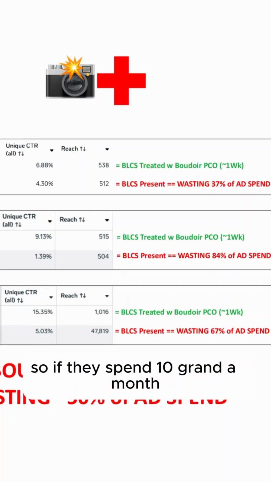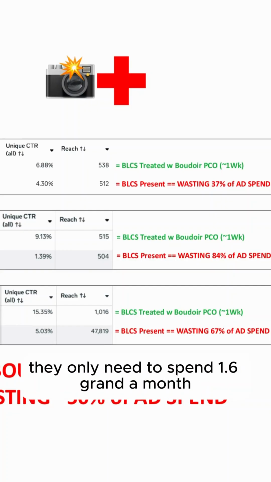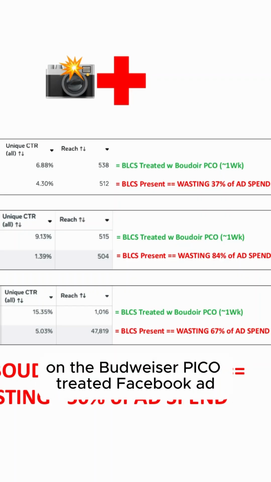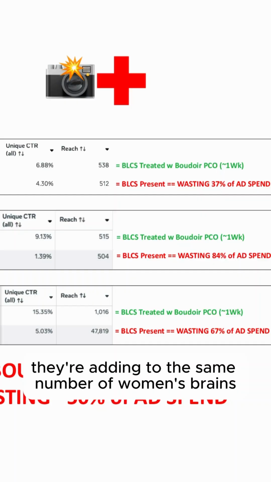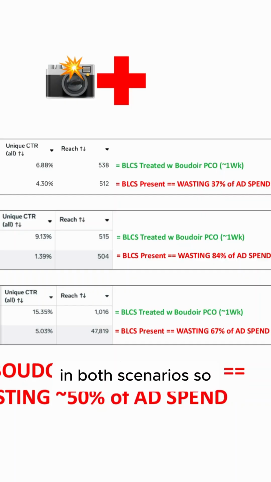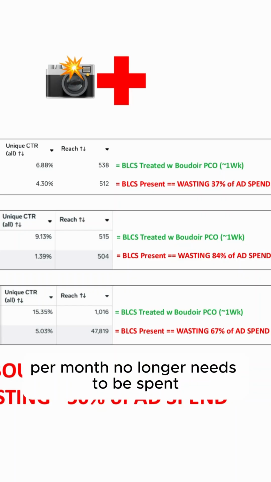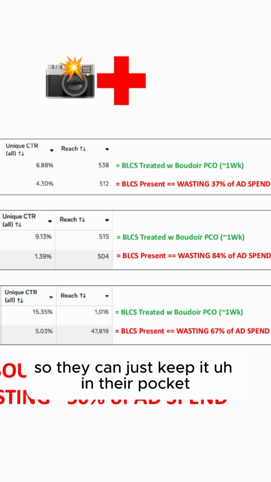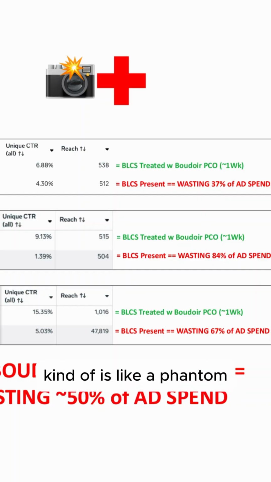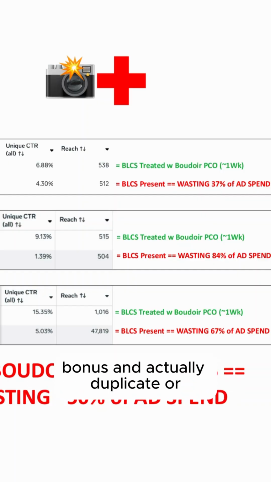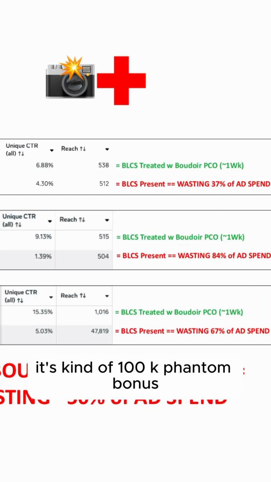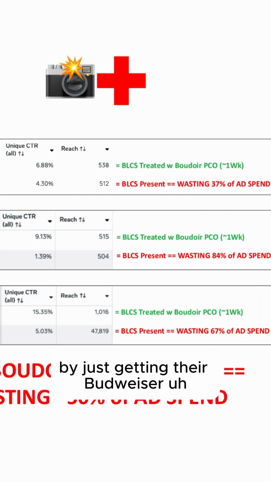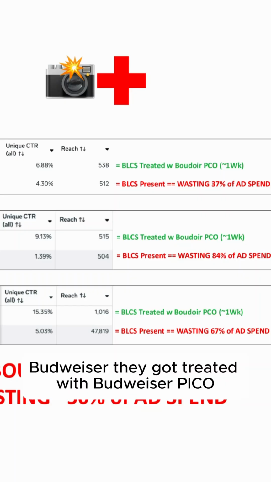So if they're spending 10 grand a month on the original Boudoir Facebook ad, now they only need to spend 1.6 grand a month on the Boudoir PCO treated Facebook ad in order to get their ad into the same number of women's brains in both scenarios. So 8,400 bucks per month no longer needs to be spent. They can just keep it in their pocket as a phantom bonus. After 12 months, it's a 100K phantom bonus by just getting their Boudoir Facebook ad treated with Boudoir PCO.